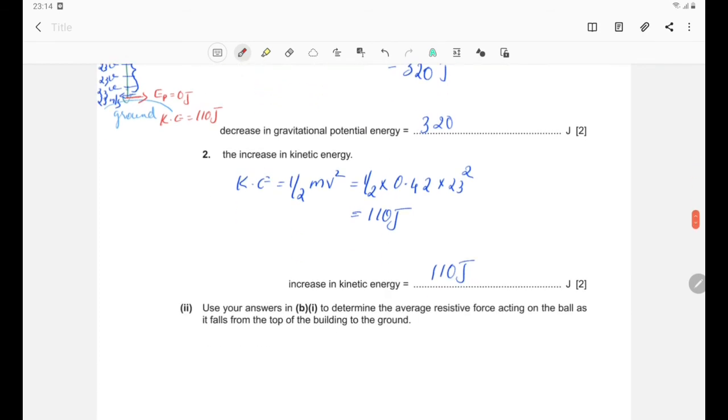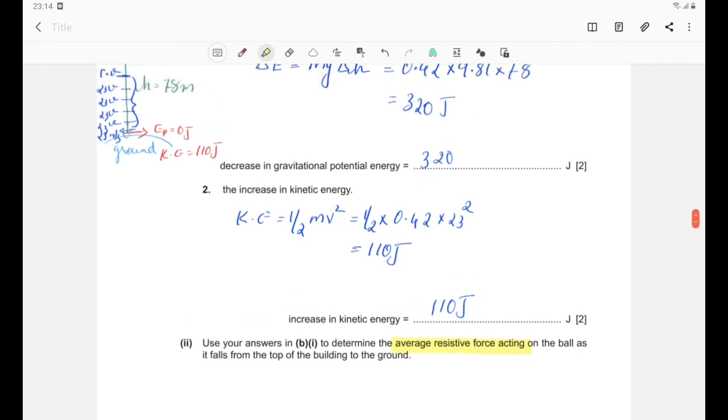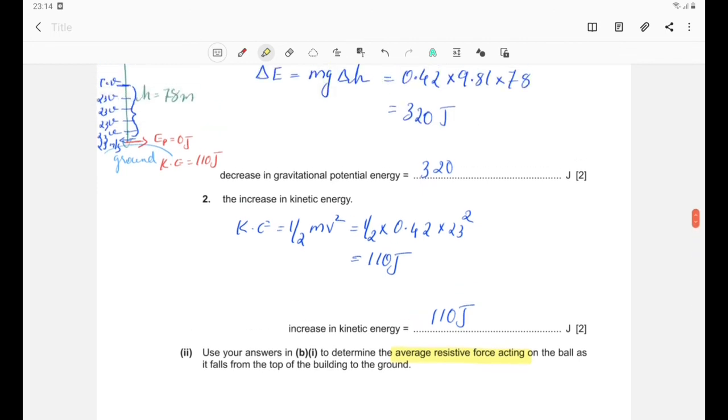Next question. Use your answers in B1 to determine the average resistive force acting on the ball as it falls from the top of the building to the ground. So you have to check the answer in the previous part and you have to determine what is the average resistive force acting on the ball as it is falling. So it's already mentioned there is air resistance, so there will be a resistive force. That's what you have to calculate.